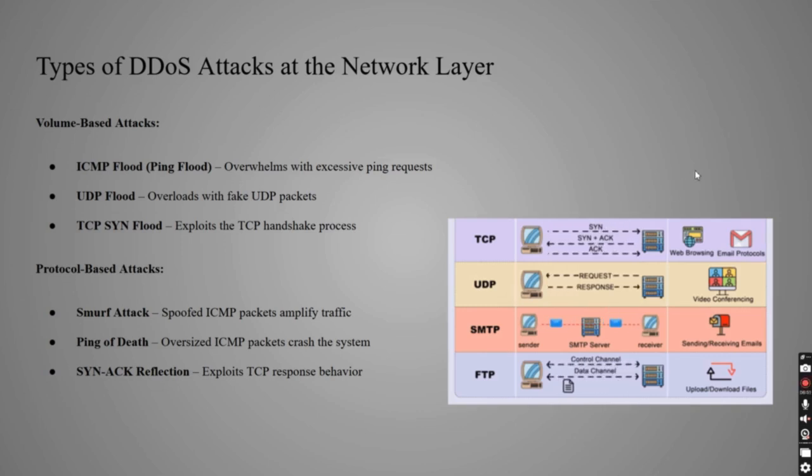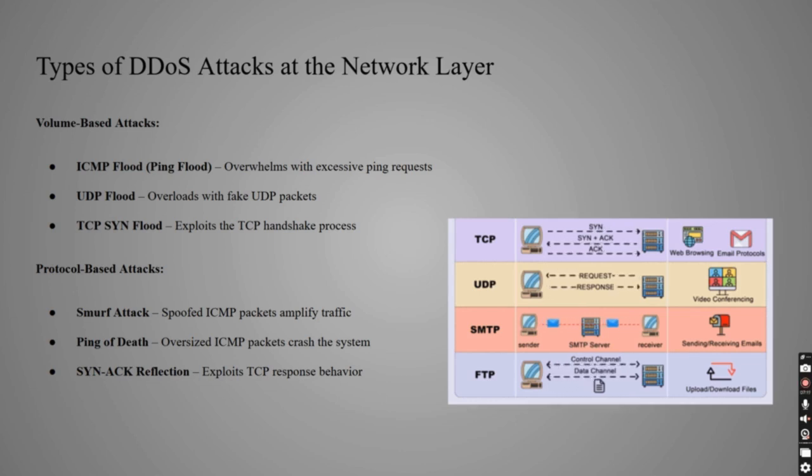Now, these are the types of DDoS attacks at the network layer. There are two types: volume based attacks and protocol based attacks. Volume based attacks flood the network with excessive traffic to overwhelm the target.